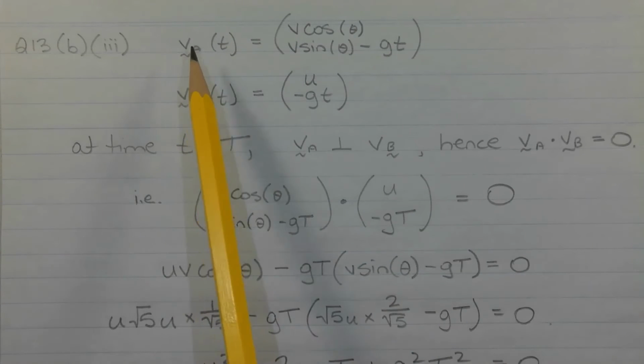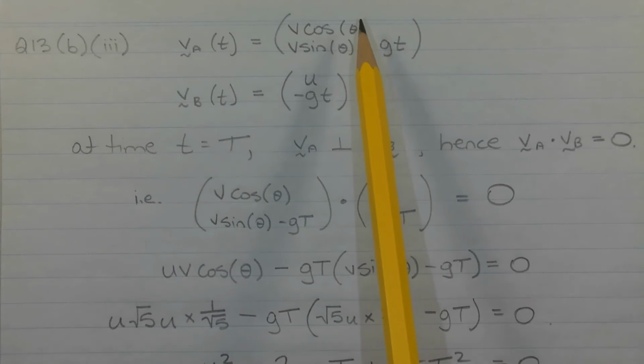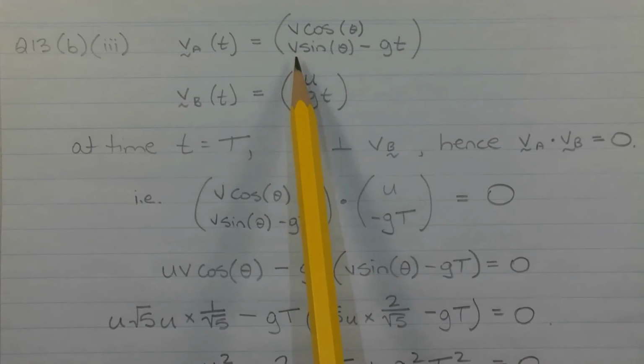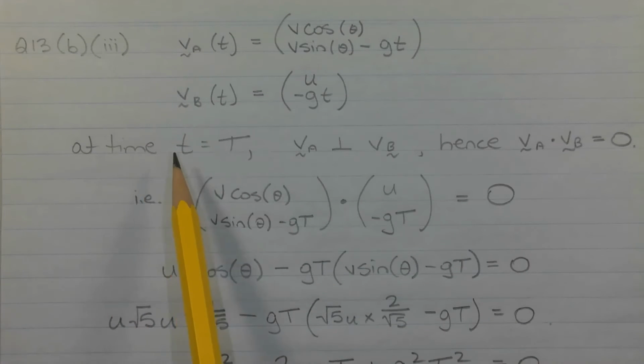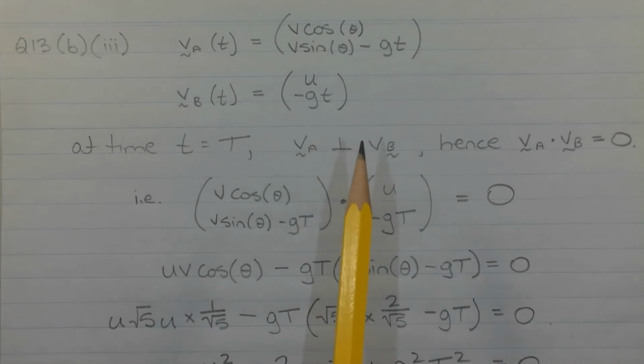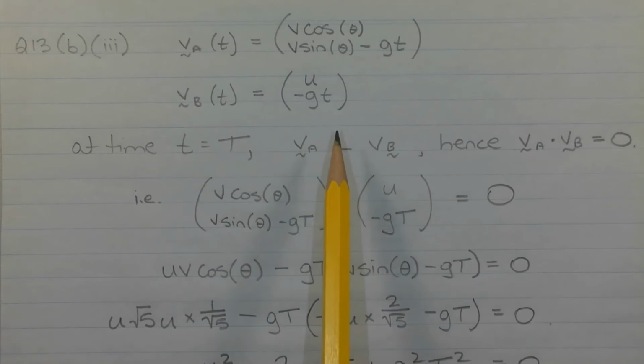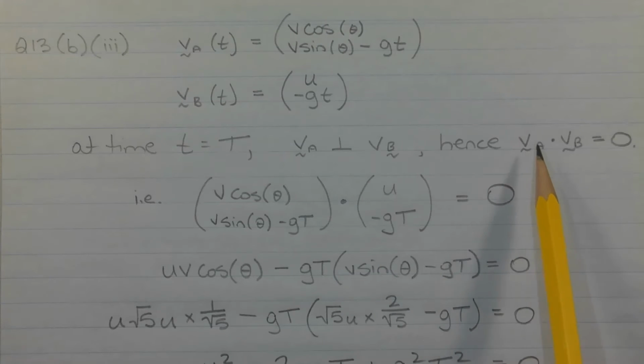So VA of t is equal to V cos theta for the horizontal component and V sin theta minus gt for the vertical component for particle A. And VB of t is equal to u for the horizontal component and negative gt for the vertical component for particle B. Now at time t equals capital T, VA is perpendicular to VB. Hence, the dot product of VA and VB is equal to 0.